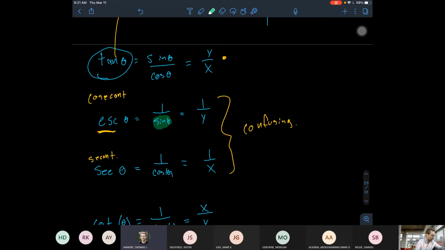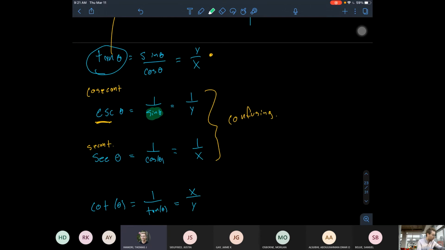Cosecant theta is given by taking 1 and dividing it by the value sine theta, which, remember, is always equal to the y-coordinate of that point on the unit circle. So we can just do 1 divided by y to get cosecant, 1 divided by x to get secant, and then to get cotangent, we just do the reciprocal of tangent. Tangent gives us y over x. To do cotangent, we just do x over y.